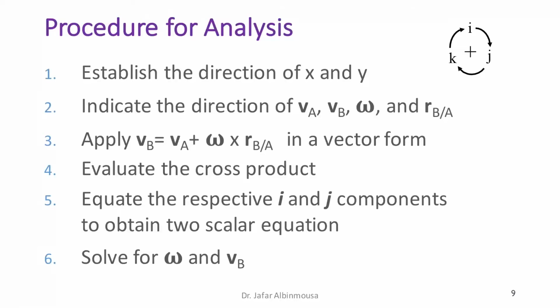As you probably remember from math courses, this equation has two components, and you can equate the I component on the left-hand side with the I component on the right-hand side, and then the J component from the left-hand side with the J component from the right-hand side. And then you can solve for omega and VB. Also, don't forget that this is the positive direction of the cross multiplication. So if you cross I by J, you get positive K. If you cross J by K, you get positive I. And if you cross K by I, you get positive J.